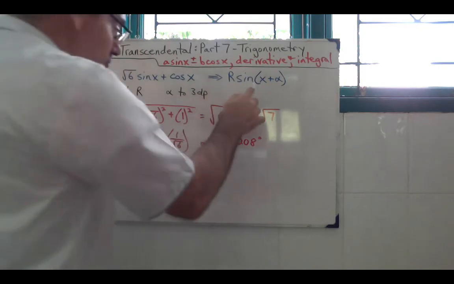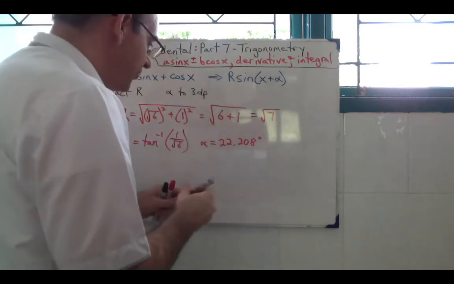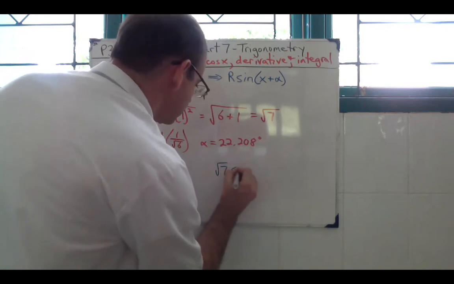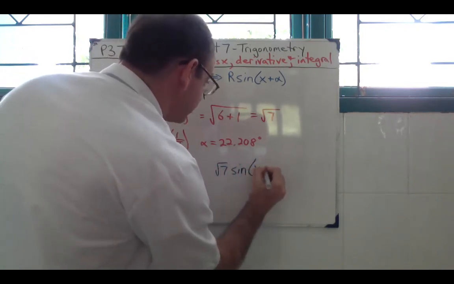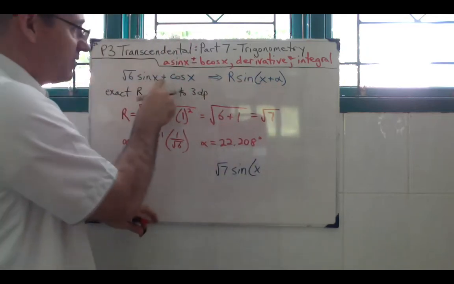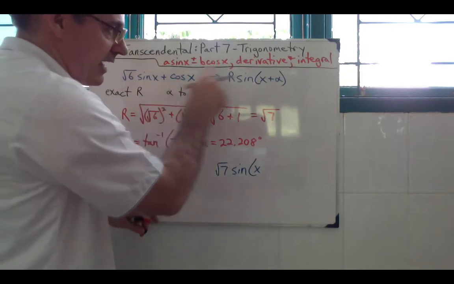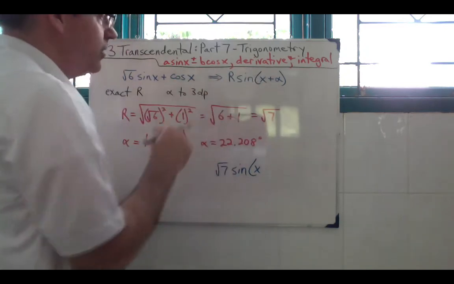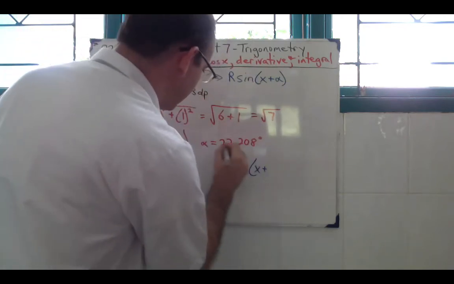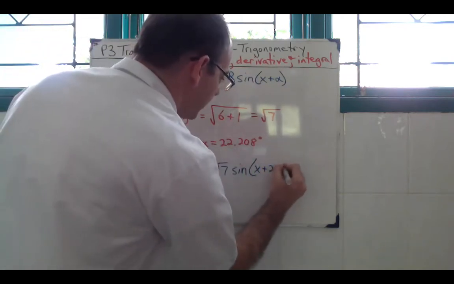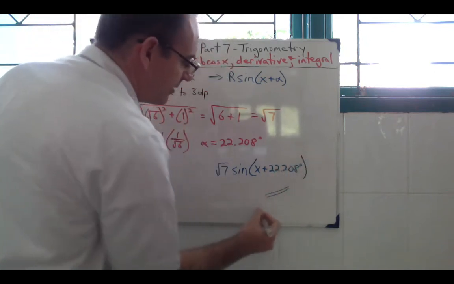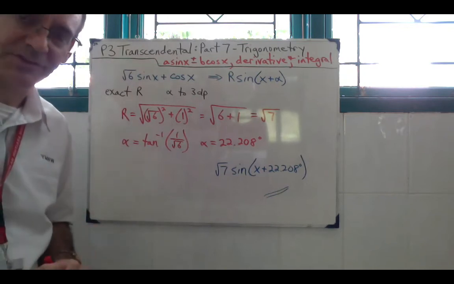Then we can write out our answer here. And we have plus because it's plus here, plus here. When sine is in the front, the signs stay the same as what they were. And if it's cosine in the front, they switch. So plus our alpha is 22.208 degrees. And this here is our answer for this one.